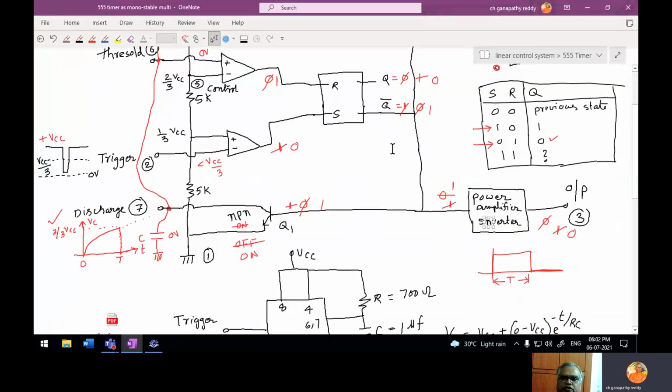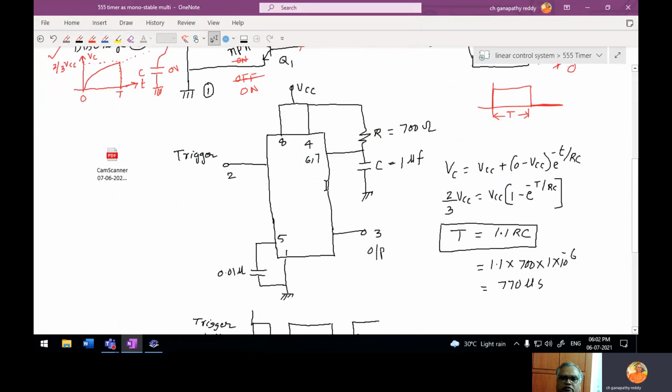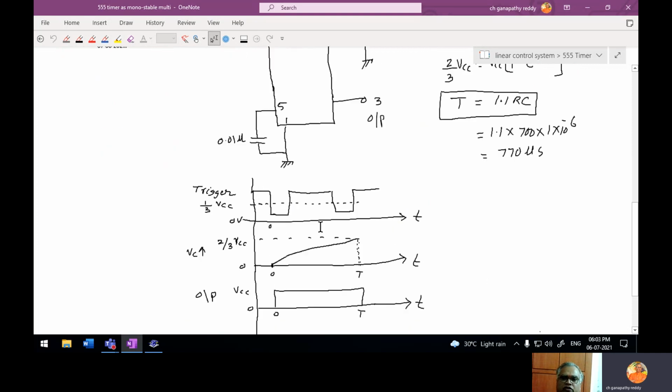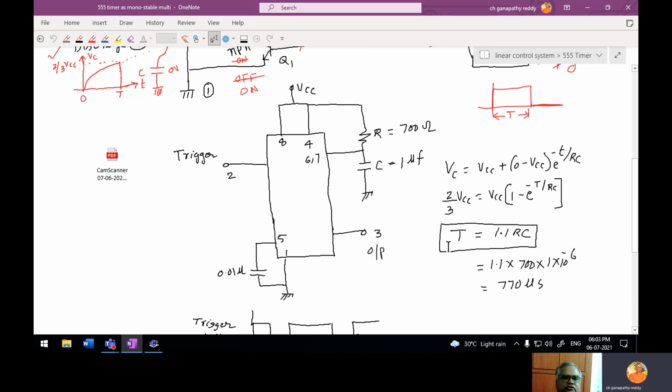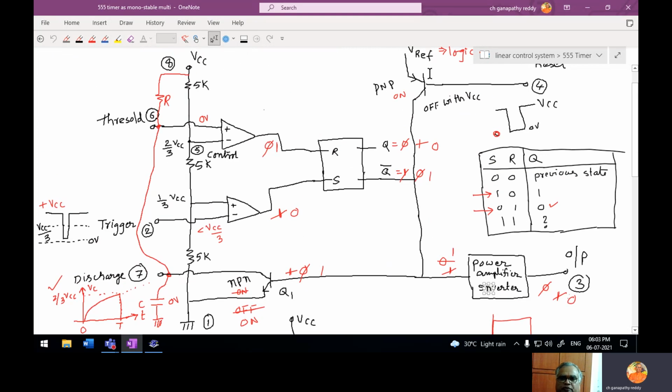I hope you all understand this. You need to remember that in the experiment, this circuit diagram is enough. This diagram with the external connections, and remember T equal to 1.1 RC. We give the T value, you choose R and find C, or you choose C and find R, and accordingly fix it. And note down these waveforms. That's all, so simple. But to understand how it is working, the internal operation, you need to know this entire thing.